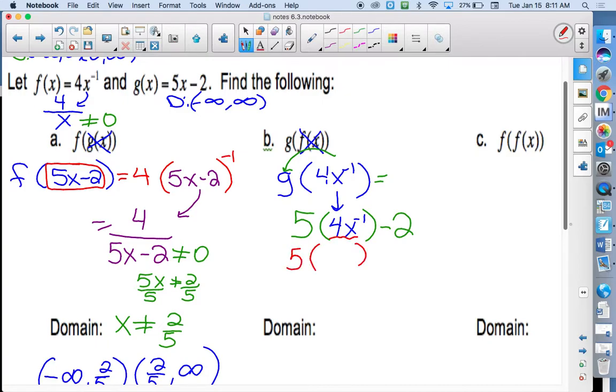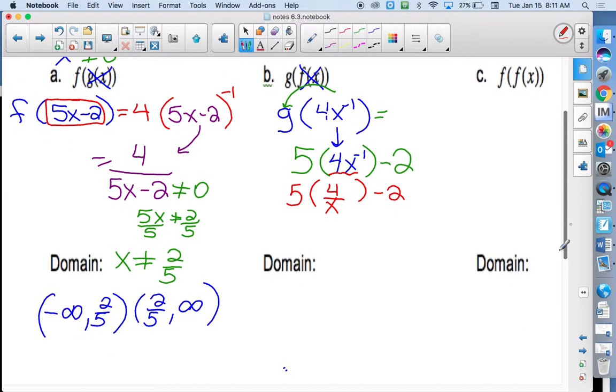Inside here, we said 4x to the negative 1 can really be written as 4 over x. And then Julia, do you know what that becomes? It says 5 times 4 over x minus 2. Would you like to distribute the 5 to both parts of it? If I made it 5 over 1, it would be 20 over x, and then minus 2.